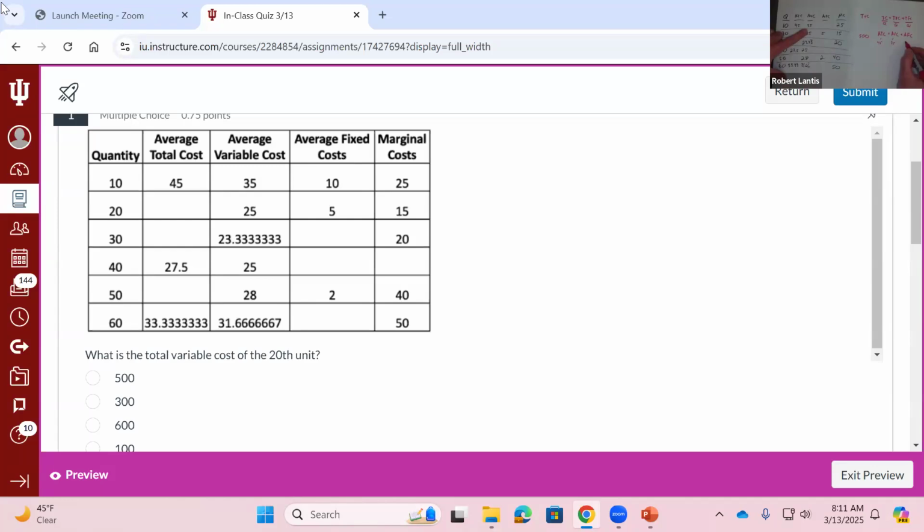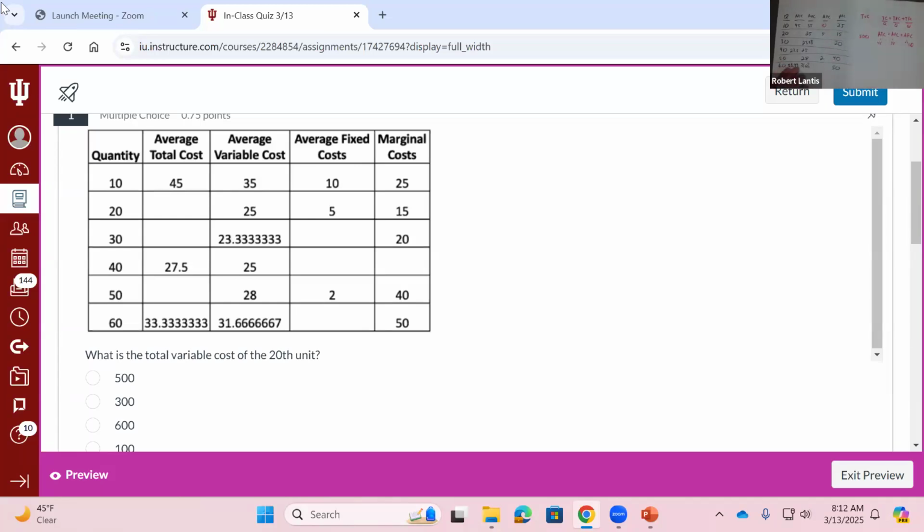You guys are scaring me. This is difficult. We're going to have a real rough second exam. 35 plus what gets me 45? 10, right? I know it's early, but give me a little bit here. We'll get through this quicker.